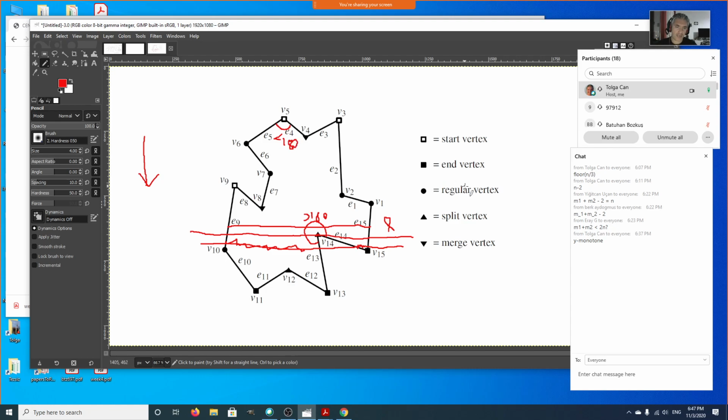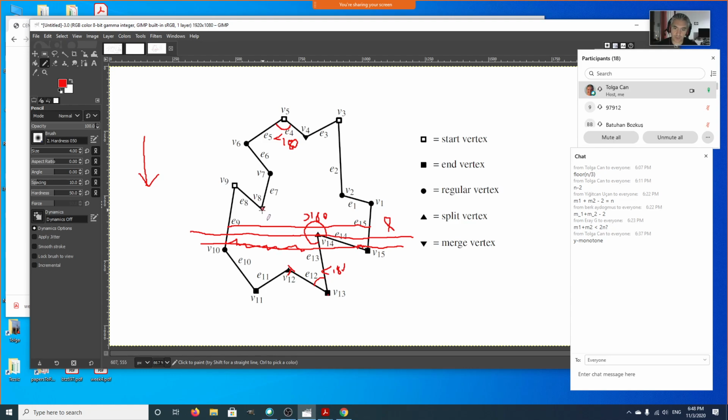And the end vertex and merge vertex are similar. For end and merge vertices, both of their neighbors have y-coordinates larger than themselves. V13 is such a vertex, and if the interior angle of the polygon is less than 180 degrees, it's like a local minimum. It's like the locally ending vertex of a polygon, hence it's called the end vertex.